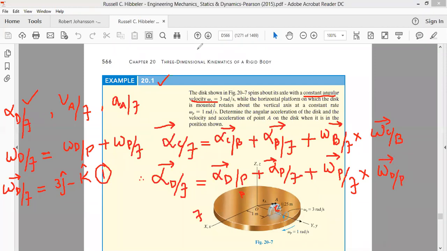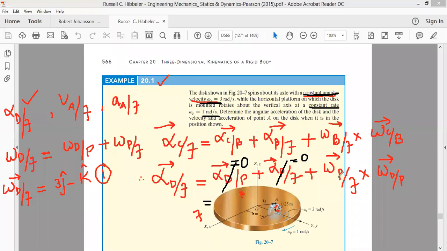Now look here, the first term is the angular acceleration of the disk with respect to the platform. We are given that the disk is rotating with respect to the platform at a constant angular velocity. When the disk has constant angular velocity with respect to the platform, its angular acceleration with respect to the platform will be 0. In the same way, it says that the platform is rotating at a constant rate of 1 radian per second. That is, the angular acceleration of the platform with respect to the ground will also be 0, because its angular velocity with respect to the ground is constant. So this term is 0, this term is 0.